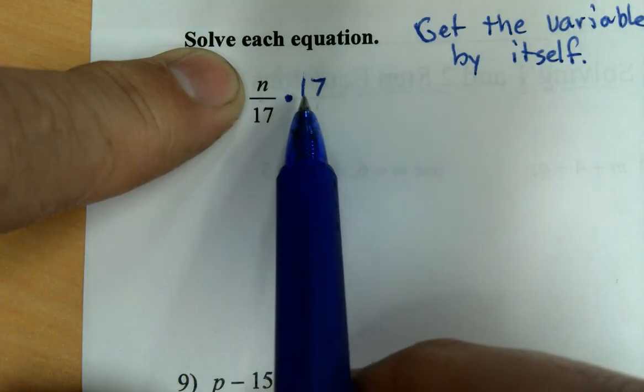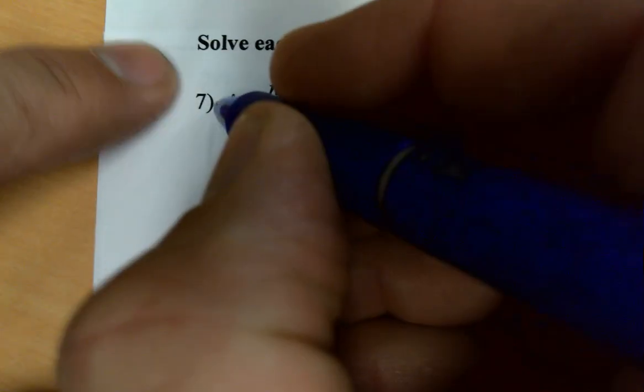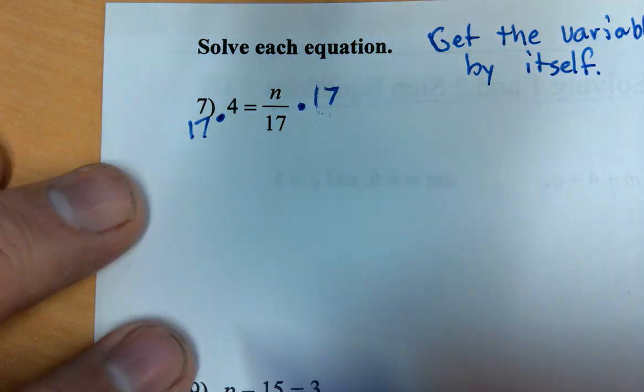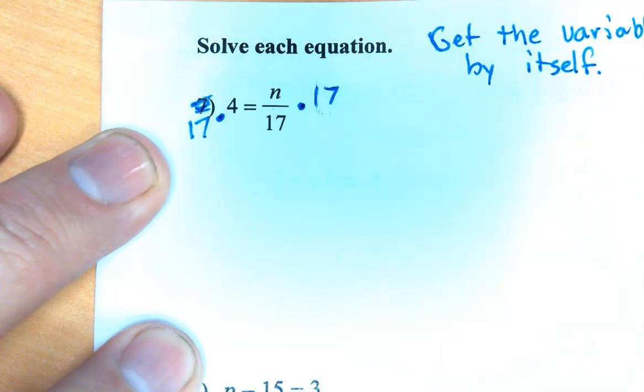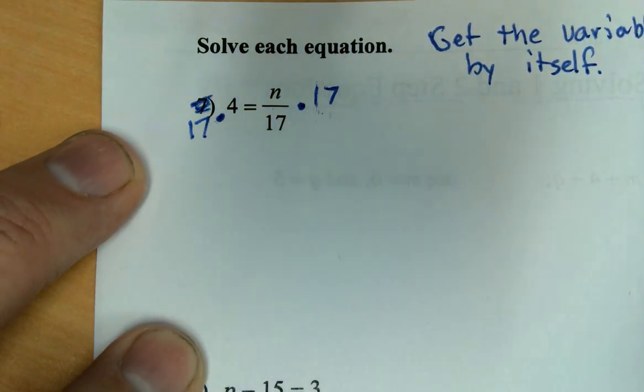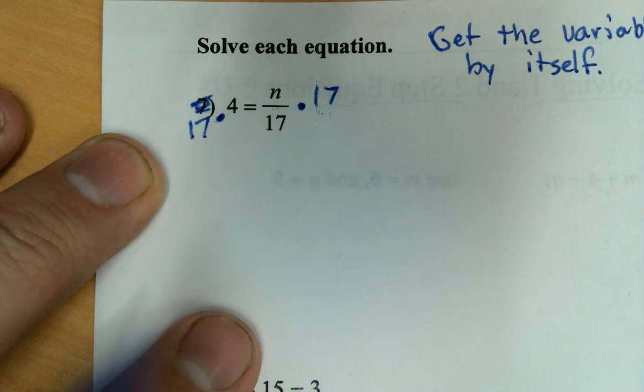And then finally, what I do to one side, I got to remember I got to do that to the other side. So I'm going to come over here and I'm going to multiply by 17. I'm going to scribble through the 7 just so you don't get confused by that. So multiplying both sides of this equation by 17 to undo this division by 17.